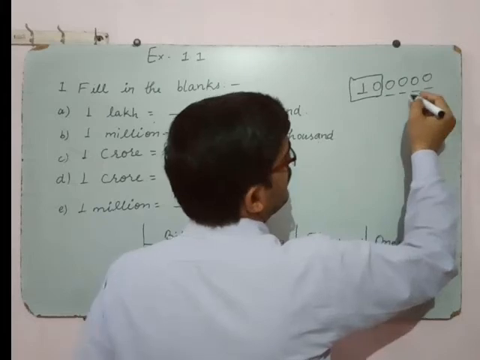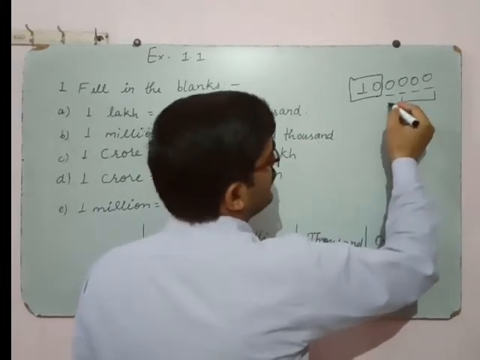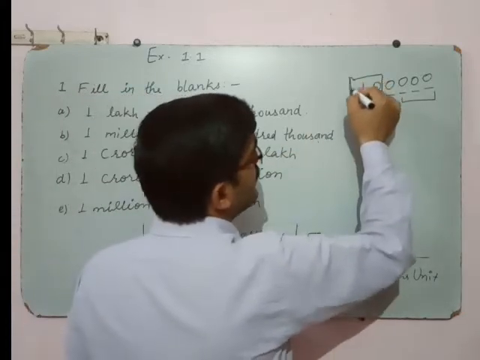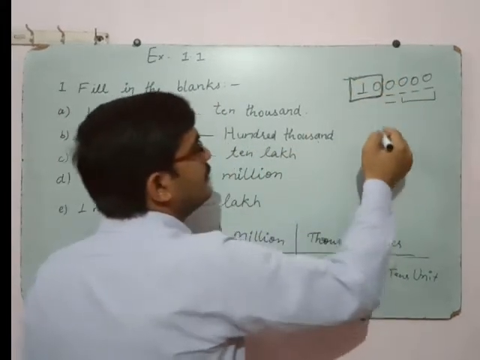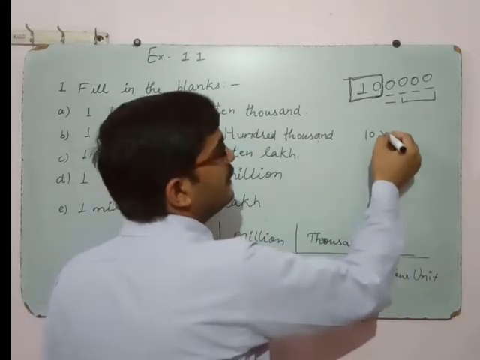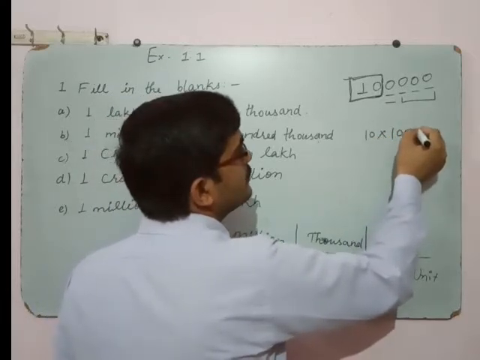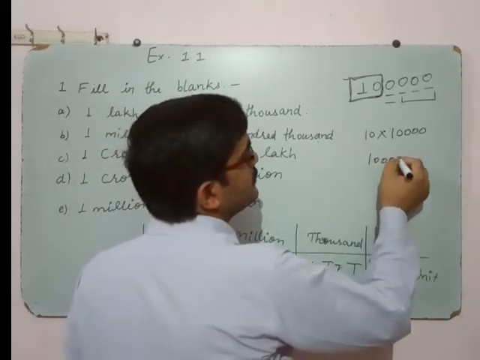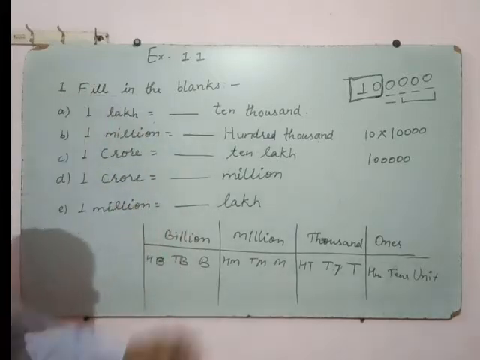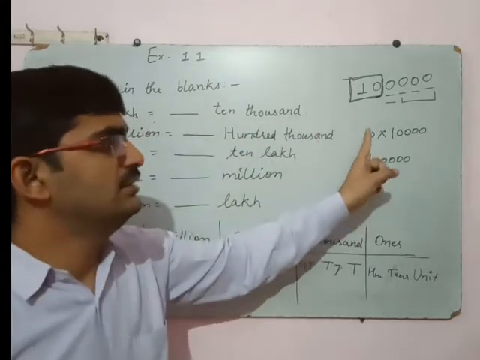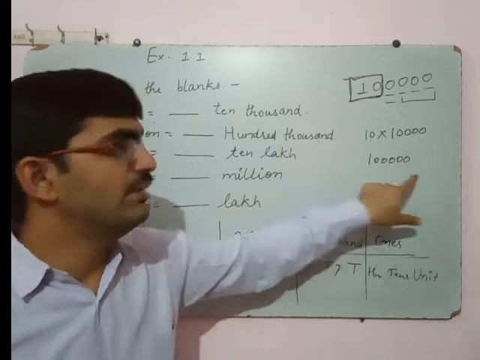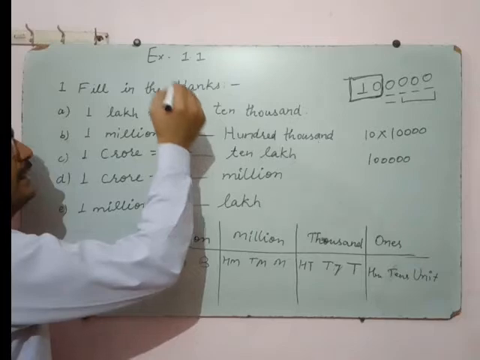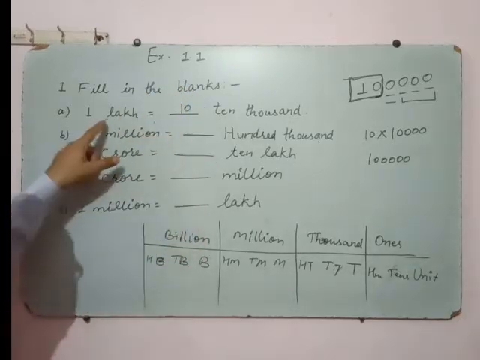1000 means 3 places, and 10,000 means 4 places or 4 digits. If there are 10 multiplied by 10,000, what will it make? 1 lakh. So if we multiply 10,000 by 10, then it will make 1 lakh. Clear? So what we can write here? 10. 10,000 makes 1 lakh. Clear?